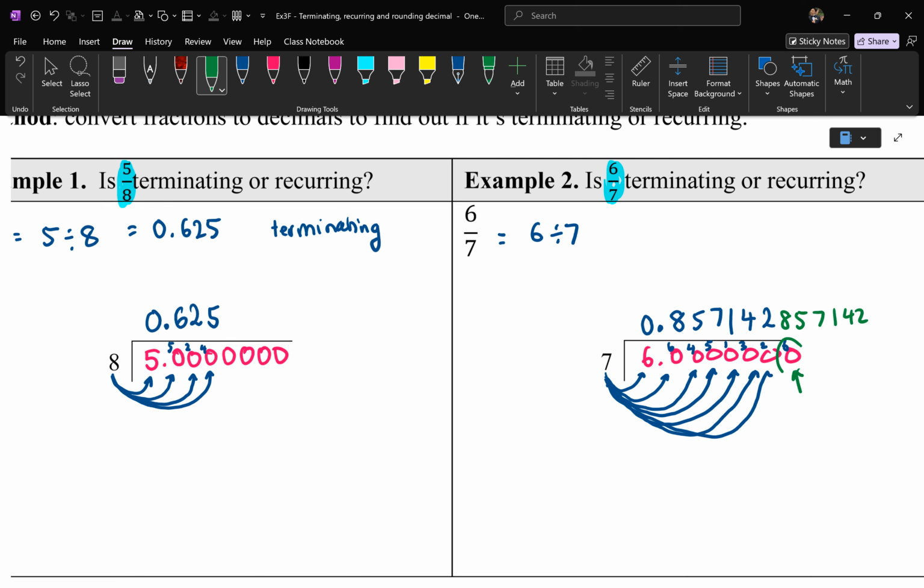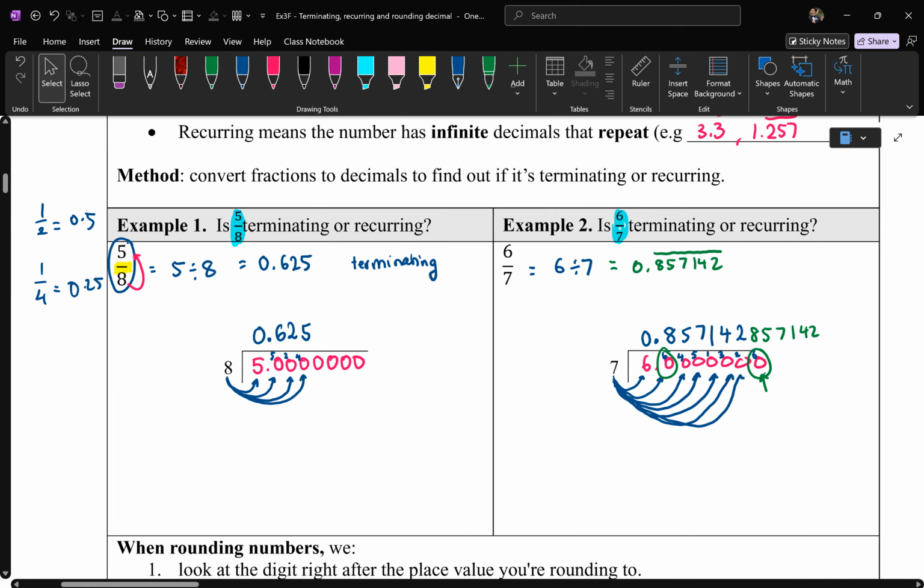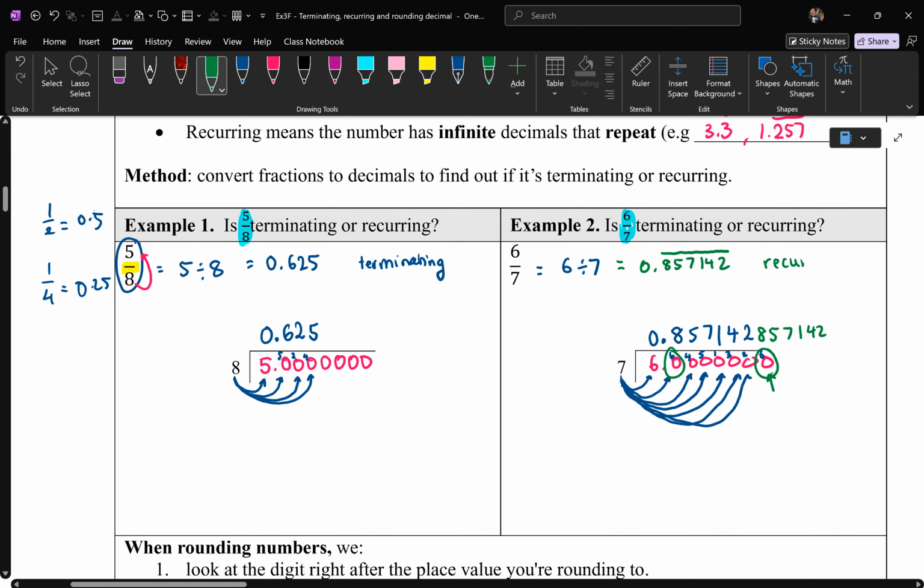There's a pattern there. That's a repetition. That's a 60 there and that's a 60 there. So the answer is 0.857142 with a massive bar on top. And that just means that it repeats 857142 infinitely, and it'll just keep going. So this is a recurring decimal.